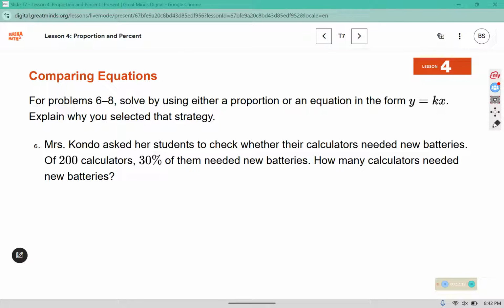For problems 6 through 8, solve by using either a proportion or an equation in the form y equals kx. Explain why you selected that strategy. So here, Mrs. Kondo asked her students to check whether their calculators needed new batteries. Of 200 calculators, 30% of them needed new batteries. How many calculators needed new batteries? 30% as a decimal is 0.30.